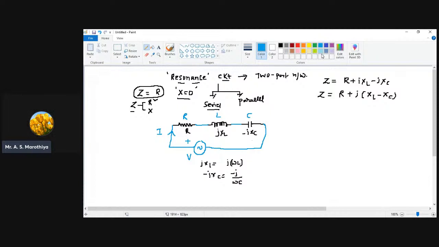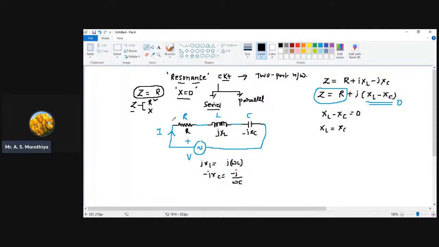Now what is resonance? At resonance condition, the value of Z is going to be equal to R, or I can say that at resonance the effective reactance of the circuit is going to be 0. That means we need to treat this imaginary portion as 0. So if you apply that logic, I can write here as XL minus XC is going to be equal to 0, or I can write here as XL is going to be equal to what? XC.